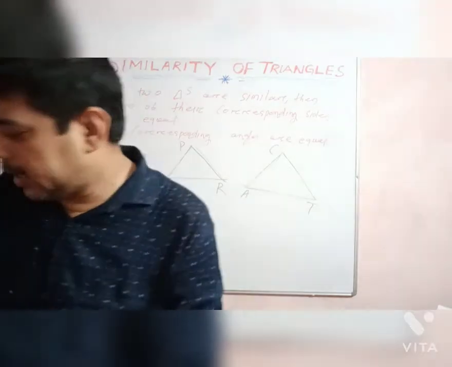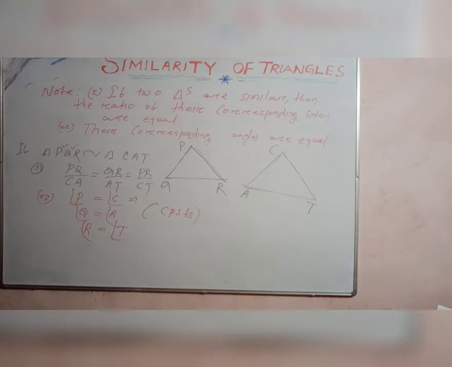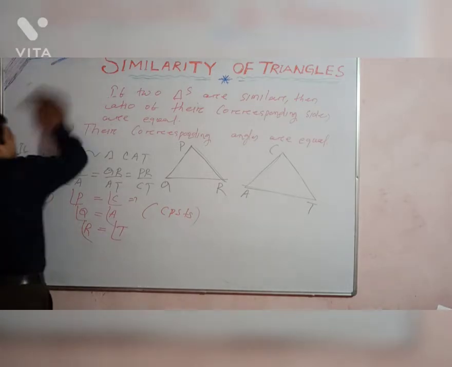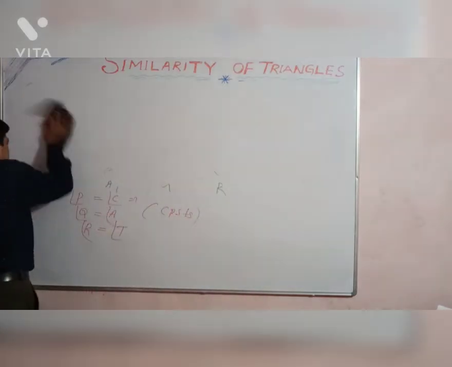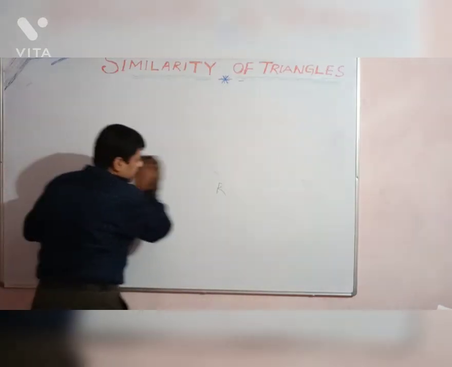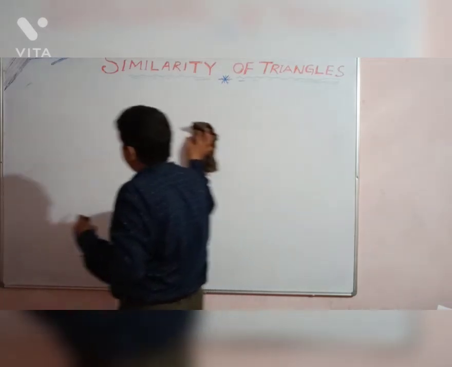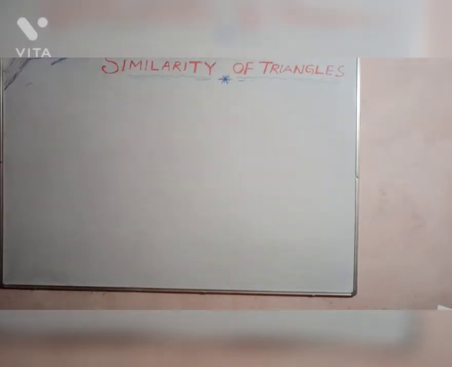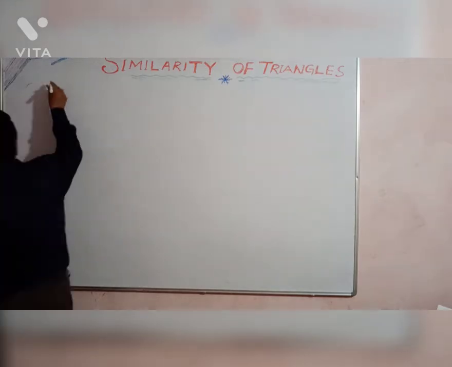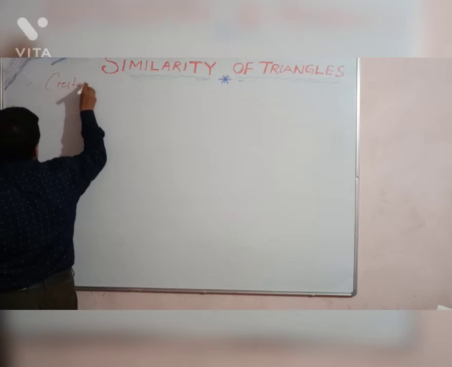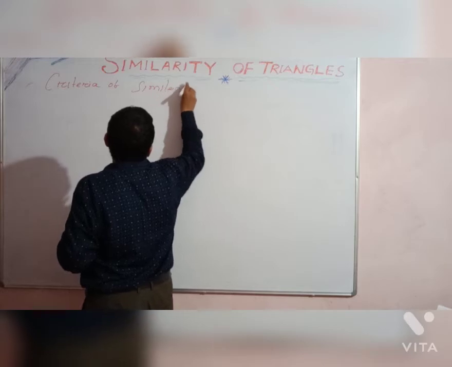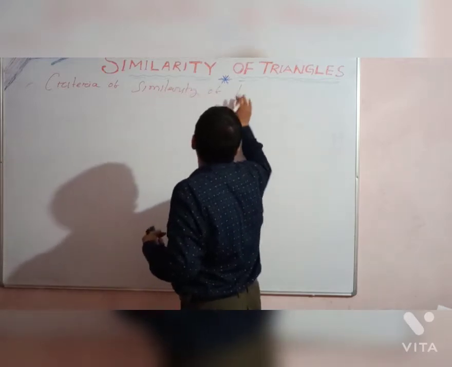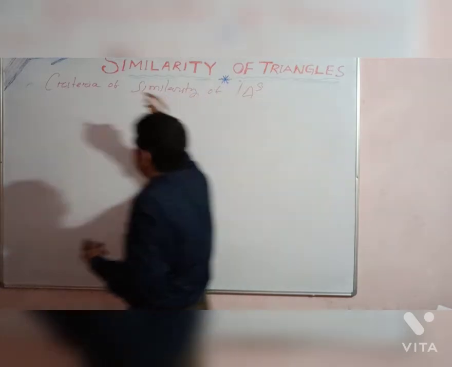Okay, so this is the basic idea, and we shall continue with the criteria of congruence of triangles. What is the criteria of congruence of triangles? Let's see criteria of similarity of triangles. We are talking about congruency because you love congruency, but the concept of similarity is also very important. Let us see the criteria of similarity of triangles.